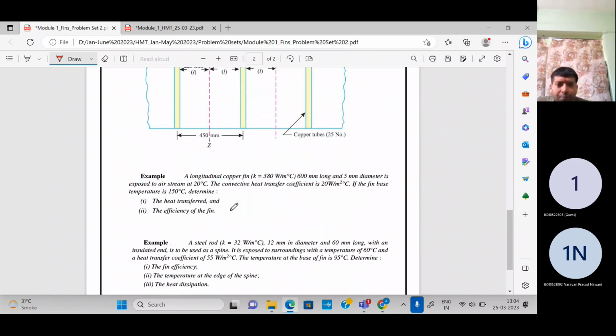Let's solve this problem, the 8th one. A longitudinal copper fin, thermal conductivity given, 600 mm long and 5 mm diameter, is exposed to an air stream at 20 degrees Celsius. The convective heat transfer coefficient is given as 20 watt per meter square degree Celsius. If the fin base temperature is 150 degrees Celsius, determine the heat transfer and the efficiency of the fin. Solve this problem, it is very simple.